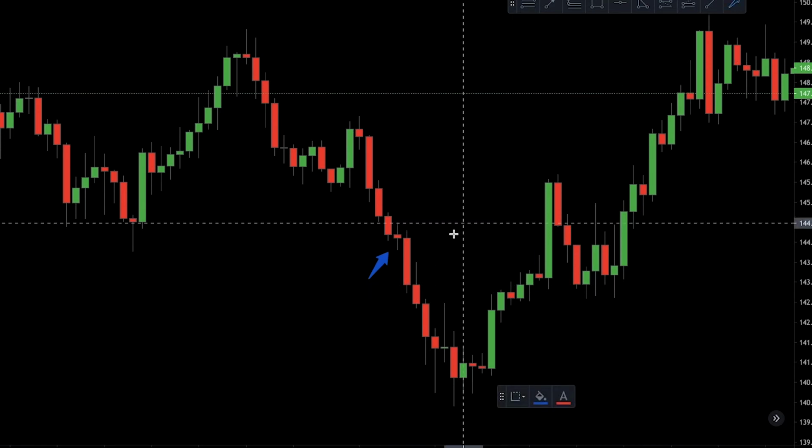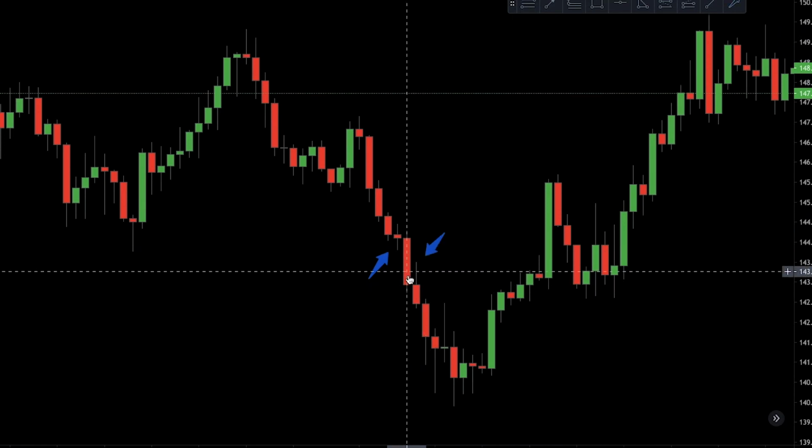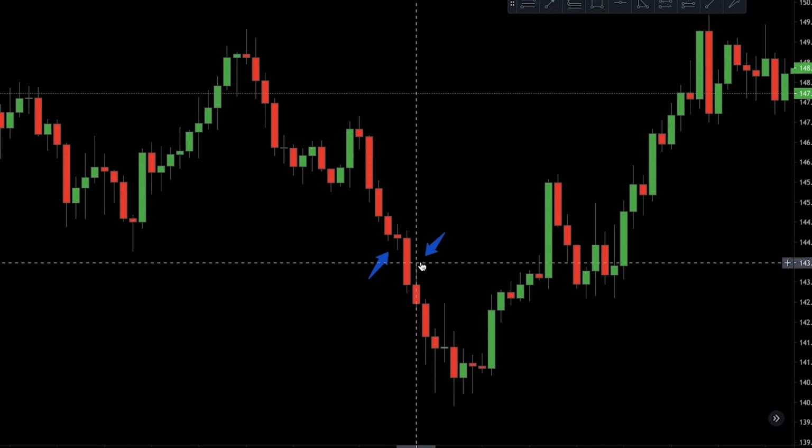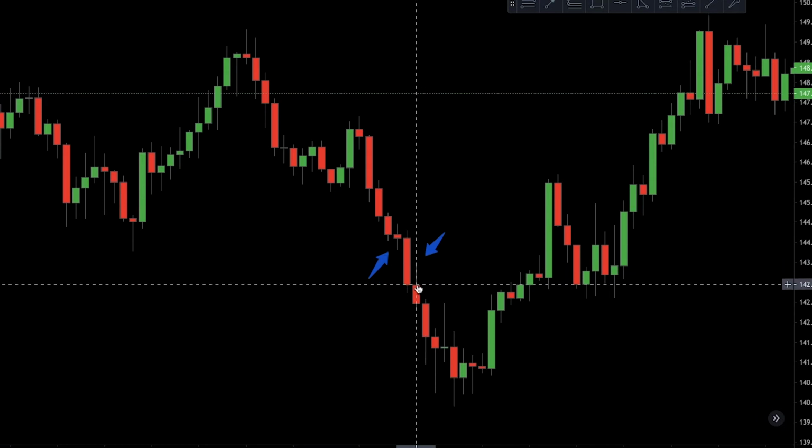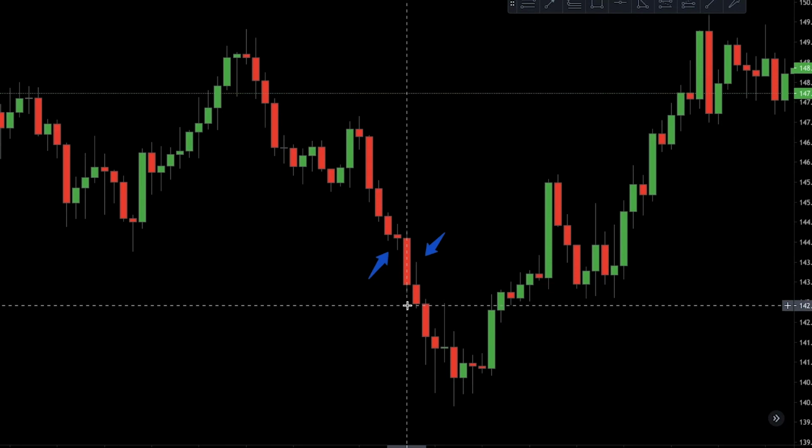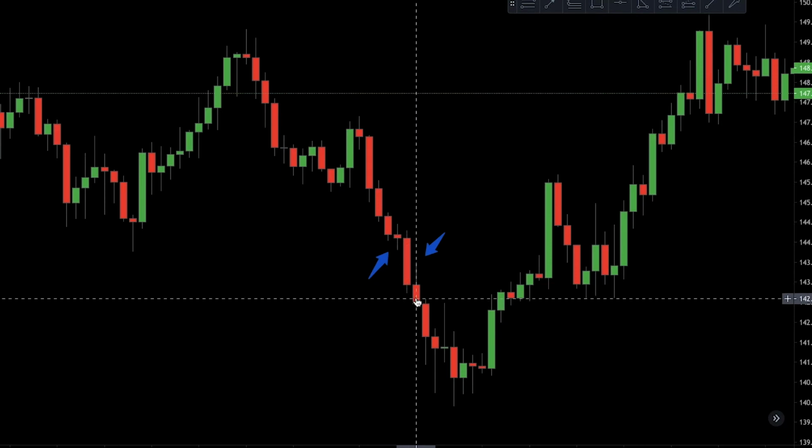And how do we know that? 2 reasons. 1, notice this wick to the upside. What this wick shows us is that the bulls tried to push price back up, but once again got shut back down, pushing price lower, and then once again closing near that extreme low or that lower 1/3, right?